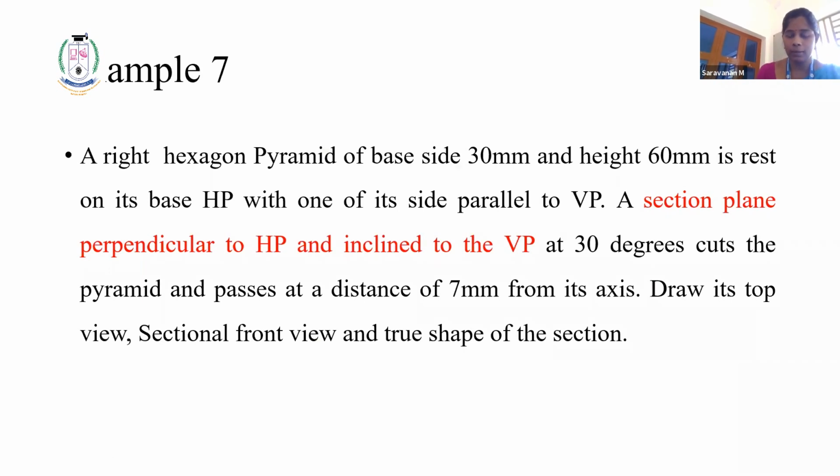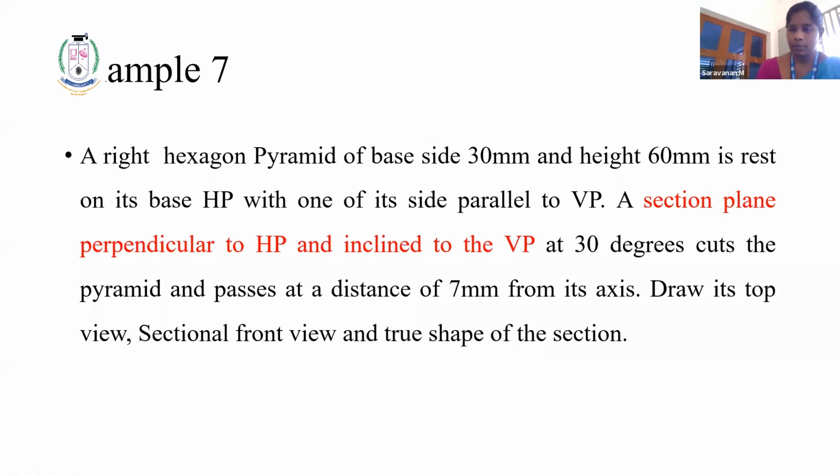So for that example, here write: a hexagon pyramid of base side 30 mm and height 60 mm rests on its base on HP with one of its sides parallel to VP. A sectional plane perpendicular to HP and inclined to the VP at 30 degrees cuts the pyramid and passes at a distance of 7 mm from the pyramid axis. Draw its top view, sectional front view and true shape of the section.